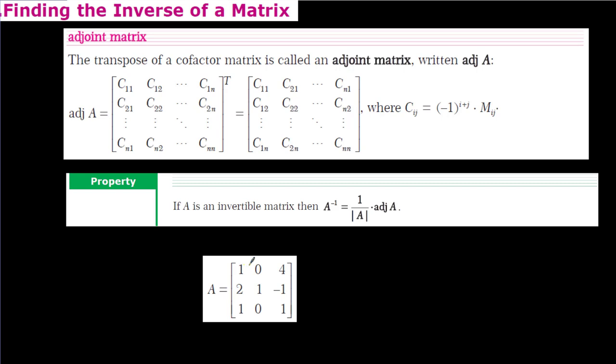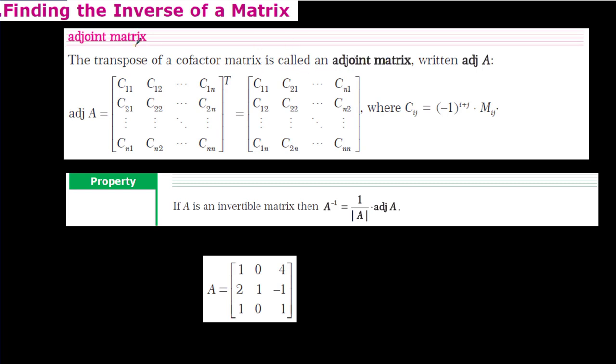If you are going to get the cofactor matrix, it is minus 1 to the power of i plus j times the minor, let's say of the ith row and jth column. And then we get the cofactor matrix. If you remember from the previous videos, we were getting the cofactor matrix like this. Then in the definition it says that the transpose of the cofactor matrix is called the adjoint matrix.